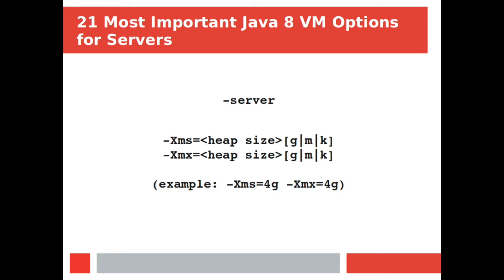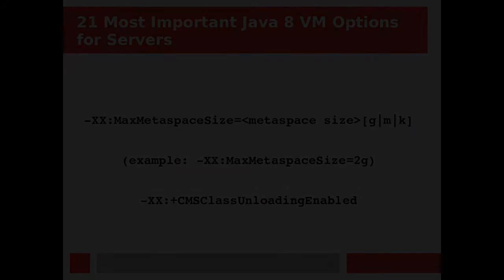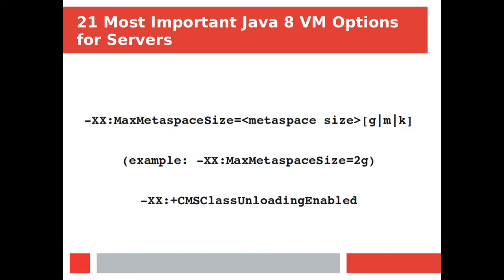For servers, both params should have the same value to avoid heap resizing during runtime. I've had applications running with 16 GB heap sizes without an issue. Depending on your application, you will have to try out how much memory will be best suited for your use case. Java 8 has no permanent generation or PermGen anymore, but requires additional metaspace memory instead.